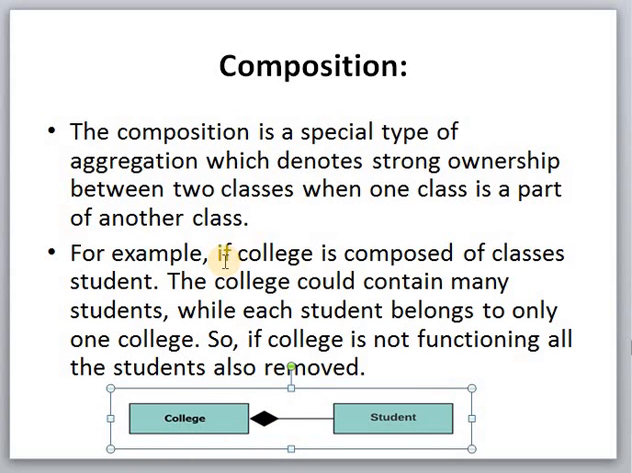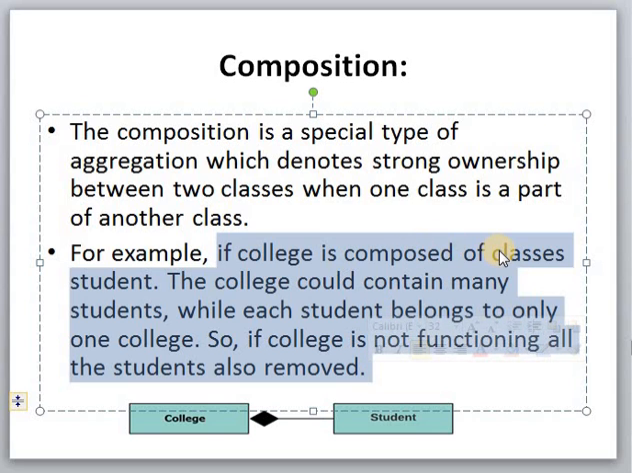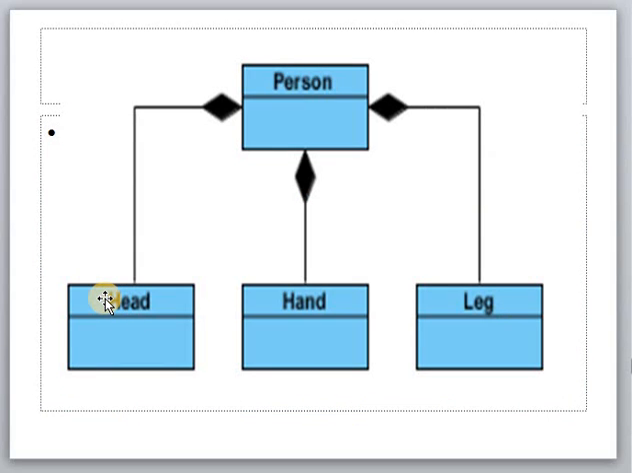For example, if college is composed of students, the college could contain many students, while each student belongs to only one college. So if college is not functioning, all the students are also removed. So, in order to model the composition relationship, we will take another important and understandable example. We have four classes: the person, head, hand, and leg.